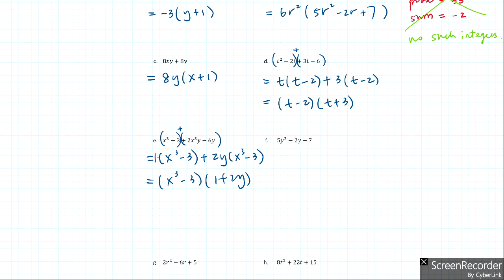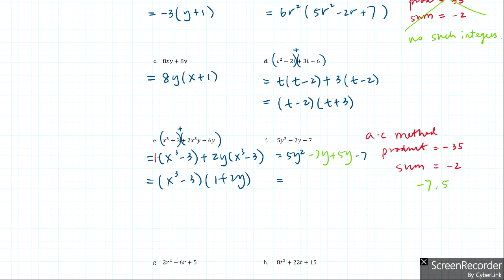Part F, that's actually the one I was thinking of when I was looking at part B for possible further factoring. In this case, we can actually use the AC method over here. If I use the AC method, I want my product to be negative 35, and the sum to be equal to negative 2. And we will find 2 numbers that work, which are negative 7 and 5. Meaning I'm going to rewrite this expression as 5y squared minus 7y plus 5y, and then minus 7.